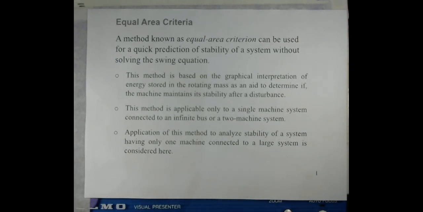to analyze whether, if a disturbance appears in the system, a machine or synchronous machine will lose the synchronism or not. Because as I mentioned, if the machine loses synchronism, it will not take part in the flow of the power.